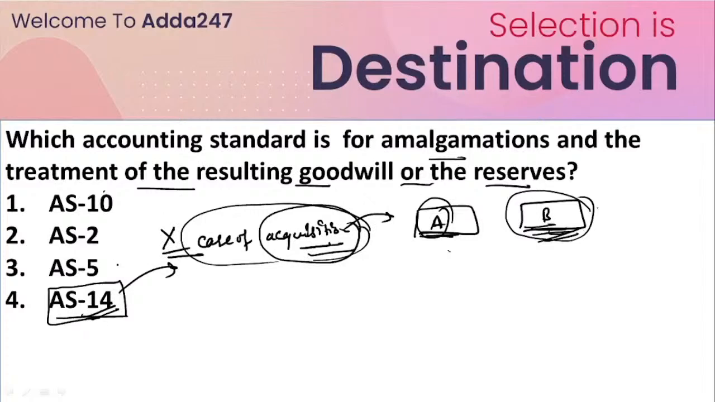Sometimes a question can be asked: is Accounting Standard 14 for acquisition, for amalgamation, or for both? You have to understand that Accounting Standard 14 does not cater to the cases of acquisition. I hope it is clear. Next question.